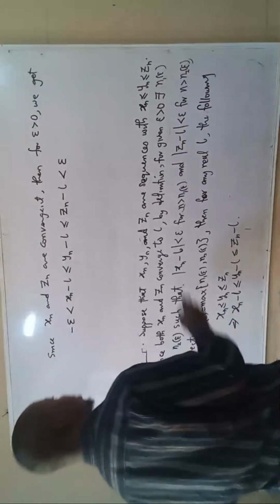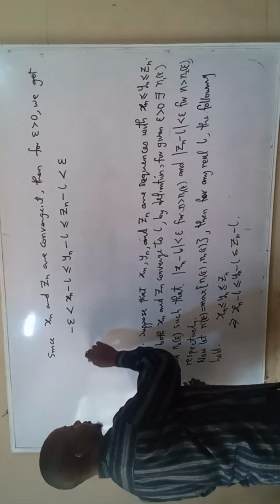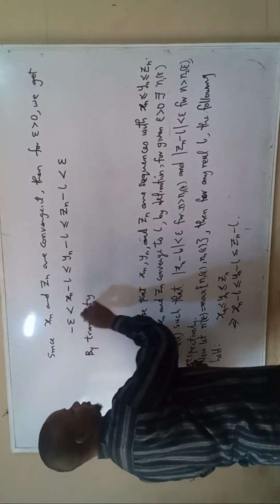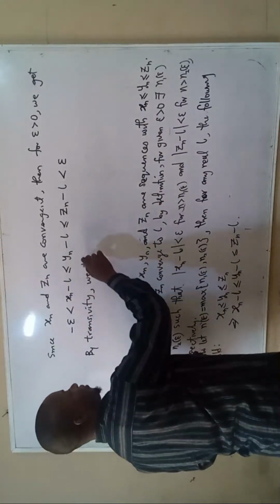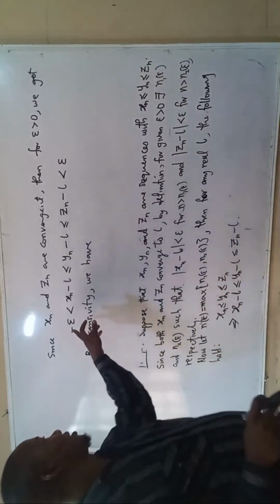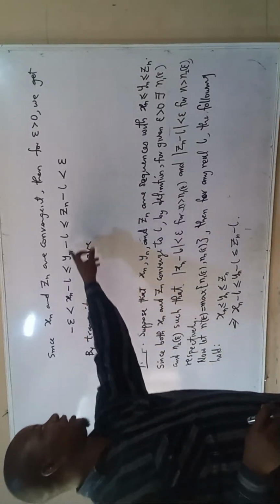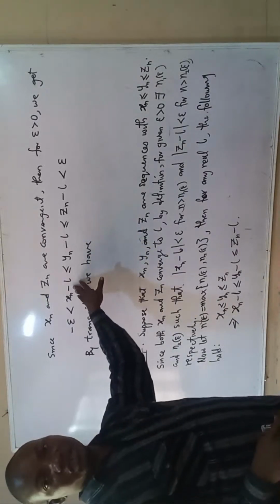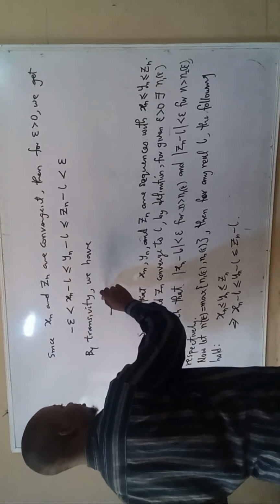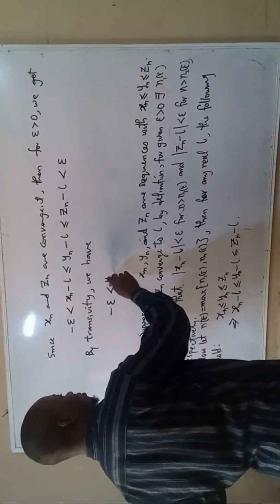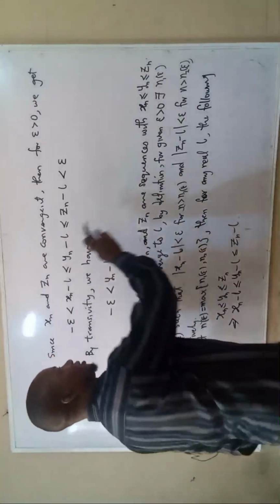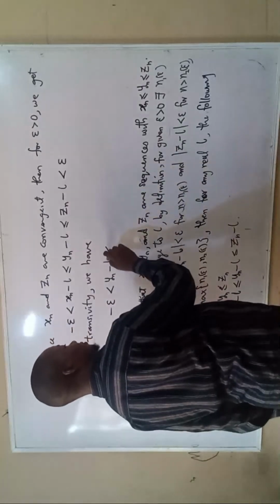So by transitivity, what transitivity really is, is that since this is less than this and less than this, you can partition this and say this is minus epsilon less than yn minus L, but you can also partition it and say this is strictly less than epsilon.